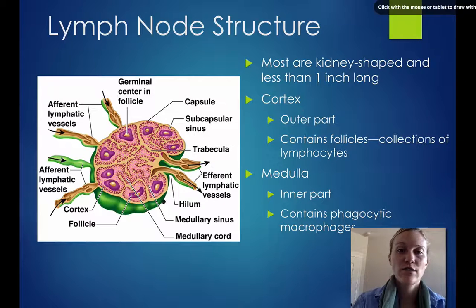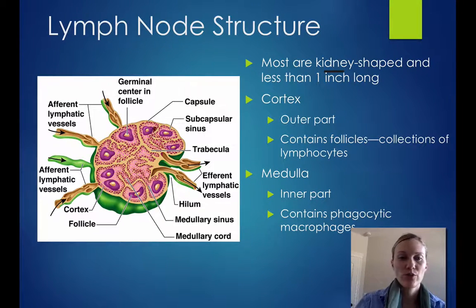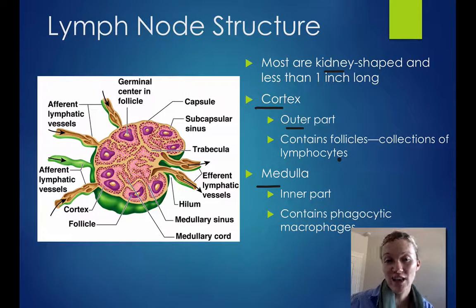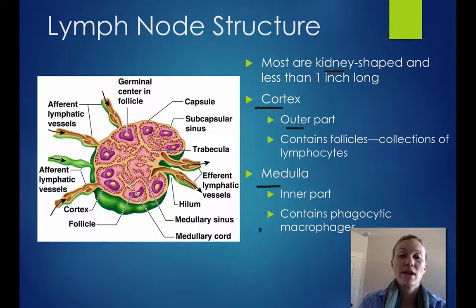The structure of a lymph node: most of them are kidney shaped and less than an inch long, so they're really quite small. They're made up of a cortex and a medulla. The cortex is the outer part, which contains follicles, which are collections of lymphocytes, and the inner part contains phagocytic macrophages. So collectively, the lymph node is really packed with a bunch of different types of specialized cells that are used to combat any type of foreign pathogen.